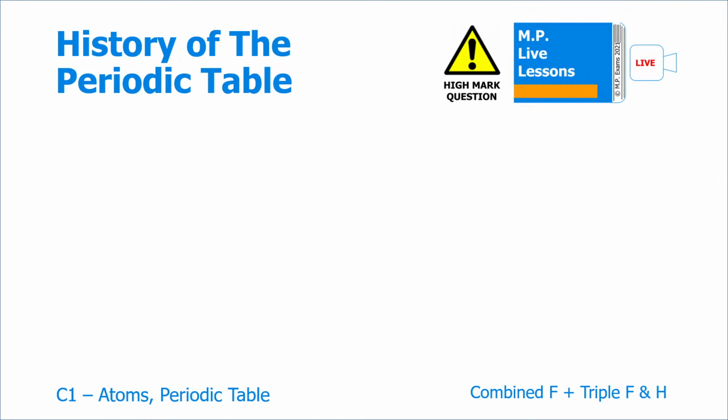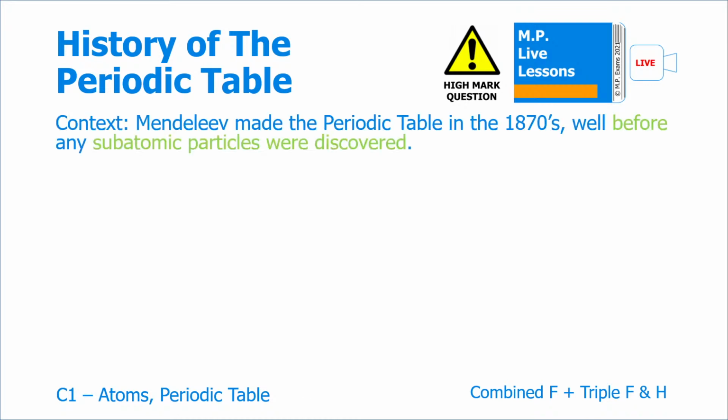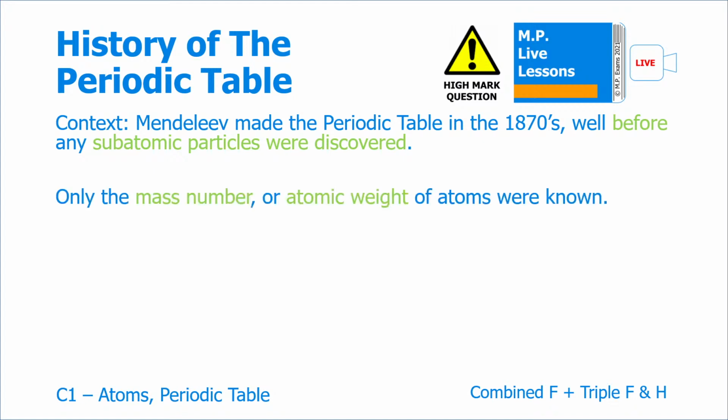Now we move on to the history of the periodic table. Some context. This was in the 1870s within Russia or Europe. Now Mendeleev made the periodic table well before any subatomic particles were discovered. This was well before any of the protons, neutrons, electrons were discovered. So only the mass number or atomic weight of the atoms was known.